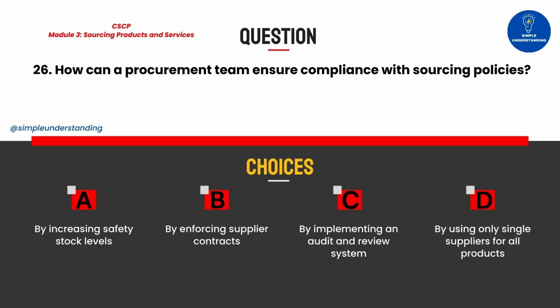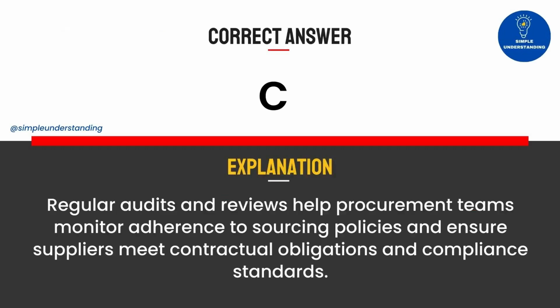26. How can a procurement team ensure compliance with sourcing policies? A. By increasing safety stock levels. B. By enforcing supplier contracts. C. By implementing an audit and review system. D. By using only single suppliers for all products. Correct answer C. Explanation. Regular audits and reviews help procurement teams monitor adherence to sourcing policies and ensure suppliers meet contractual obligations and compliance standards.